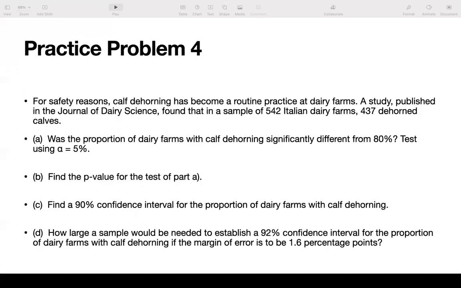So this is the first practice problem. It has 4 parts, so I'll probably give you guys about 8 minutes to do this, and we can talk about the solutions.